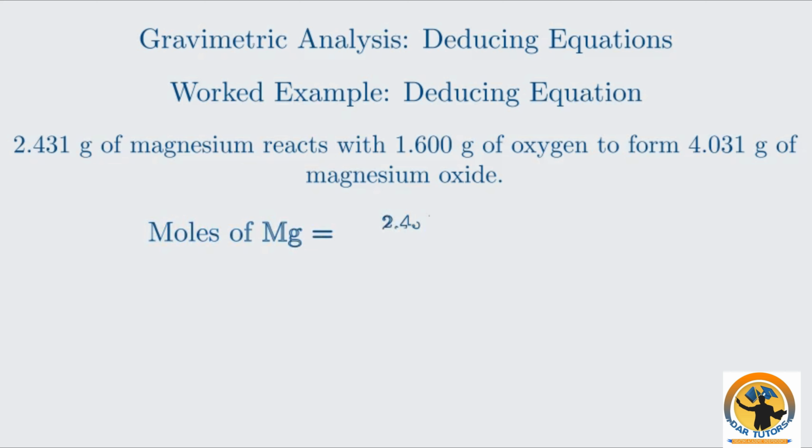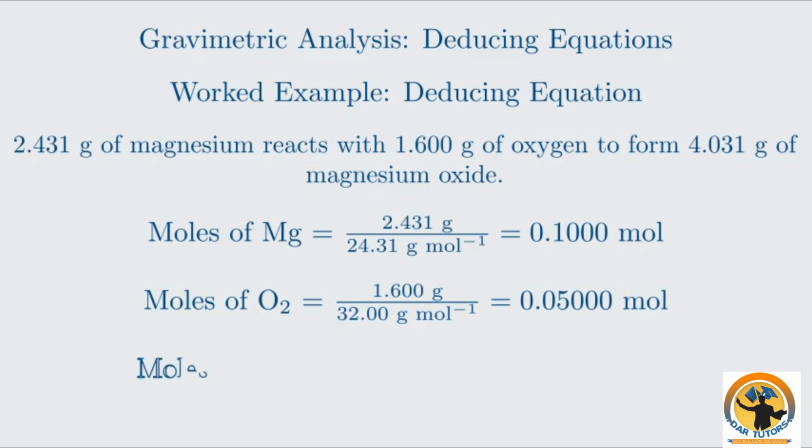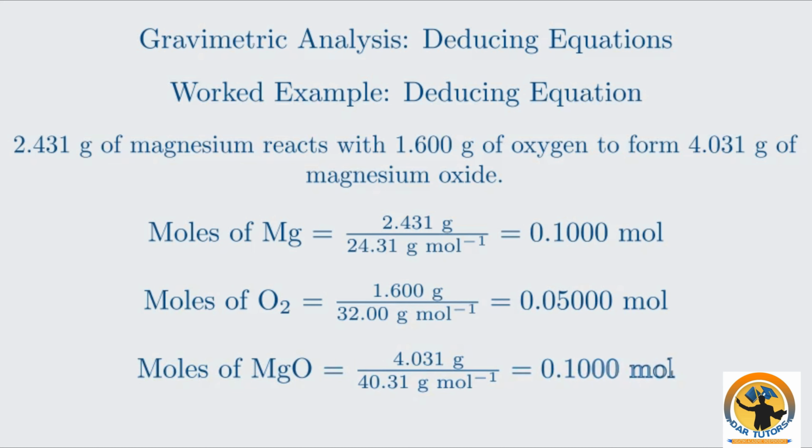For magnesium, 2.431 grams divided by its molar mass, 24.31 g/mol, gives 0.1000 moles. For oxygen gas, O2, the molar mass is 32.00 g/mol, so 1.600 grams divided by 32.00 gives 0.05000 moles. And for magnesium oxide, MgO, the molar mass is 40.31 g/mol; 4.031 grams divided by 40.31 gives 0.1000 moles.